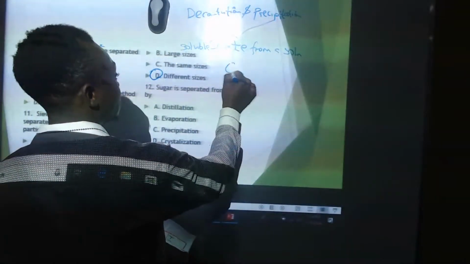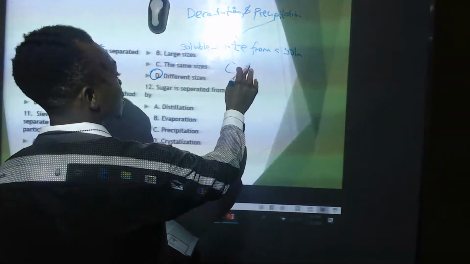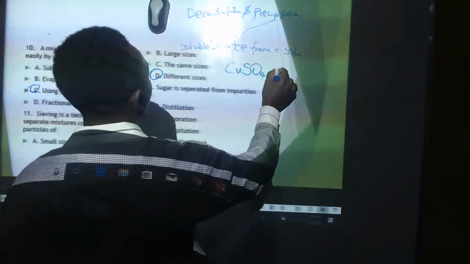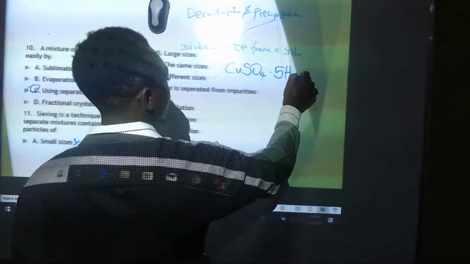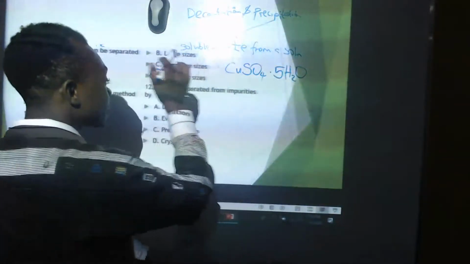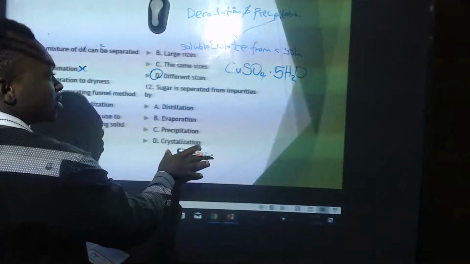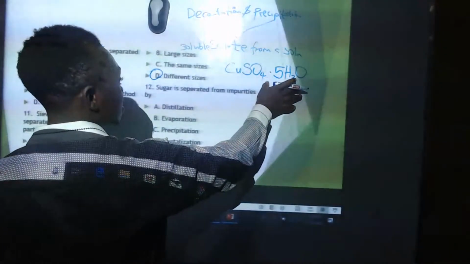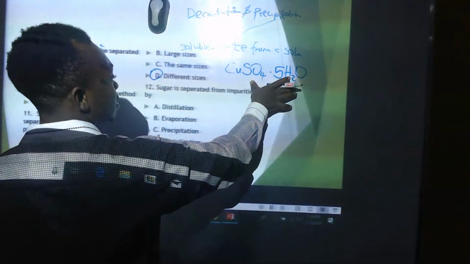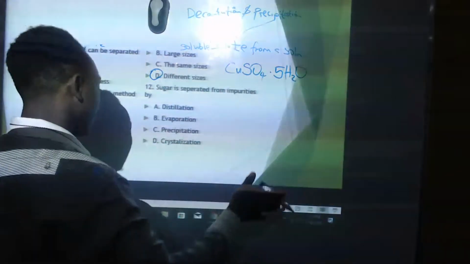An example is copper(II) sulfate. Once we talk of copper(II), write your chemical formula: copper(II) sulfate pentahydrate, CuSO4.5H2O. This is an example of one that undergoes crystallization. You can use it to separate this salt from impurities.